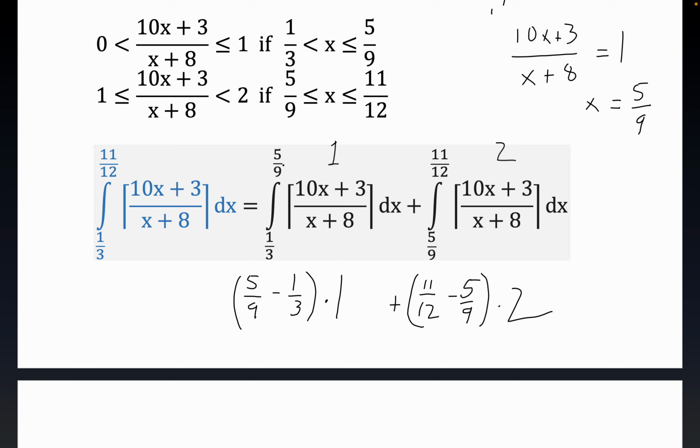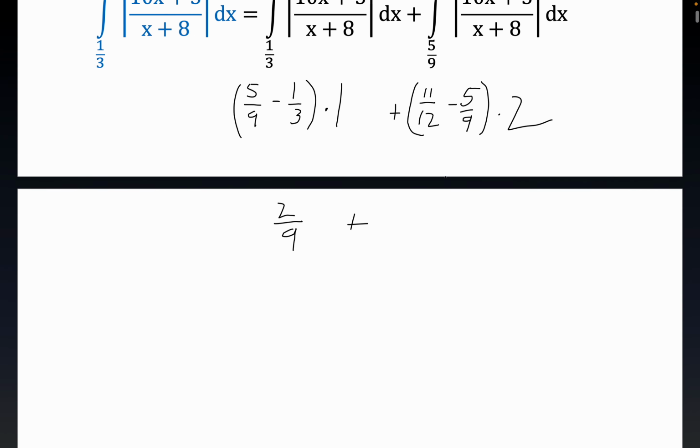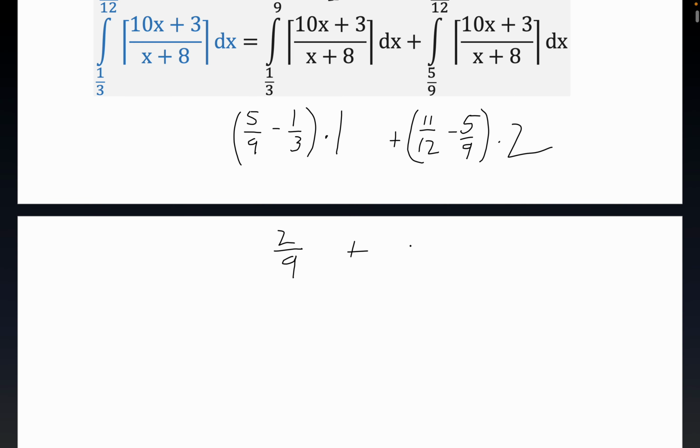Okay? So what does that end up being? Well, let's see here, 5/9 minus 3/9 is 2/9. So this would be 2/9 right here, right? Okay, now plus, what in the world's this? Well, the 36 is going to be your least common denominator here, right? So you would have, let's see, 3 times 12 is 36, so you'd have 33 minus 20. I'm getting 13 over 36, folks. Again, I'll double check myself here. 13 over 36 times 2.